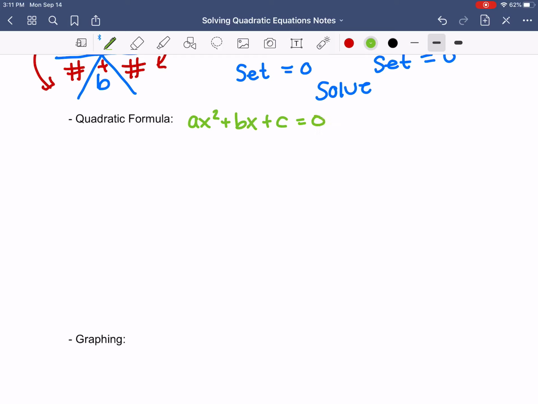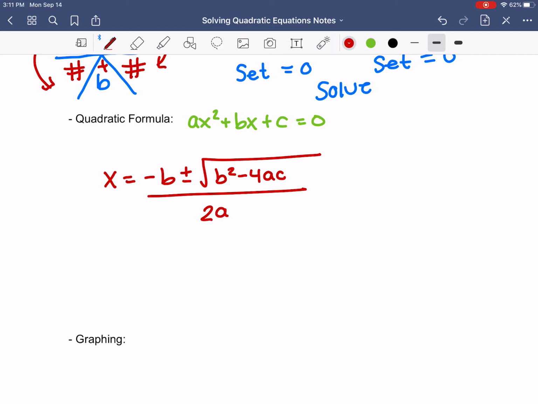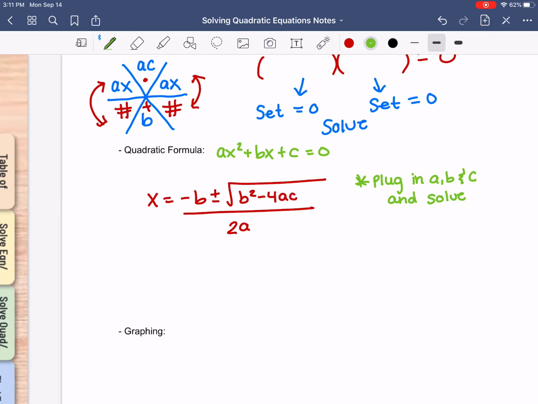The quadratic formula, for those of us who may not remember, is x is equal to negative b plus or minus the square root of b squared minus 4ac all over 2a. All you need to do is just plug in your a, b, and c and solve. So let's go do an example of this.